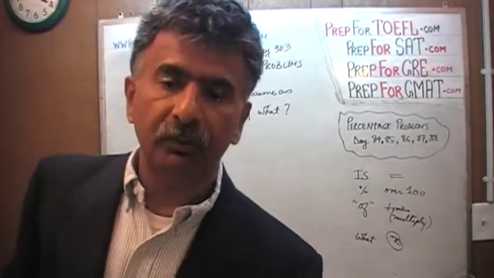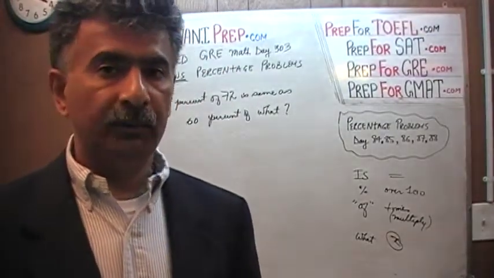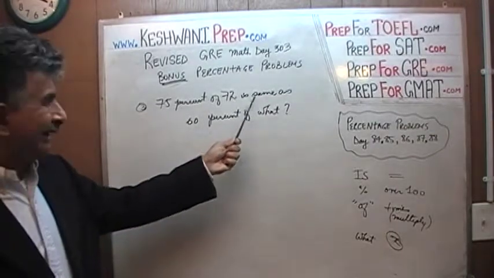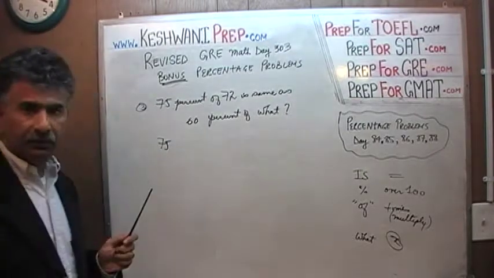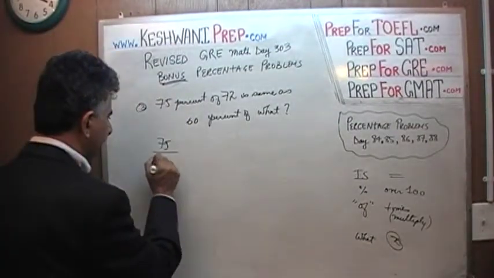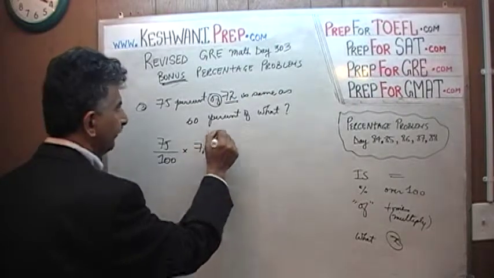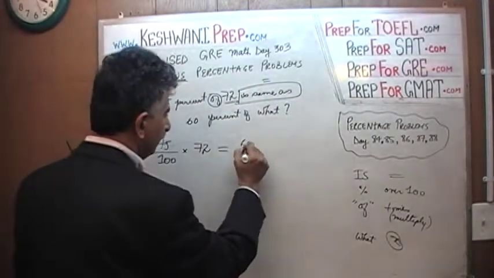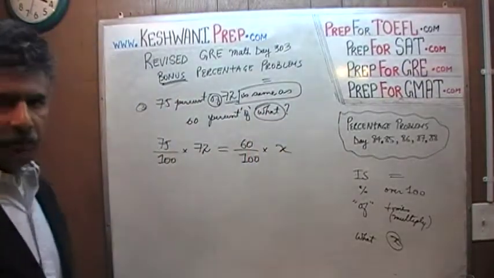Again, pause the video at this point, solve the problem yourself, you'll get more out of it that way. Even if you have some trouble, even if you get it wrong, even then you'll get more out of it if you try it yourself first. So here's the question, 75% of 72 is same as 60% of what? Here's how it goes. 75 is very simple. Translate everything word by word. 75% means 75 over 100. Of means times. Times 72 is same as, equal sign, 60%. 60 over 100. Of means times. And the what is the unknown quantity. There you go. We have our equation.